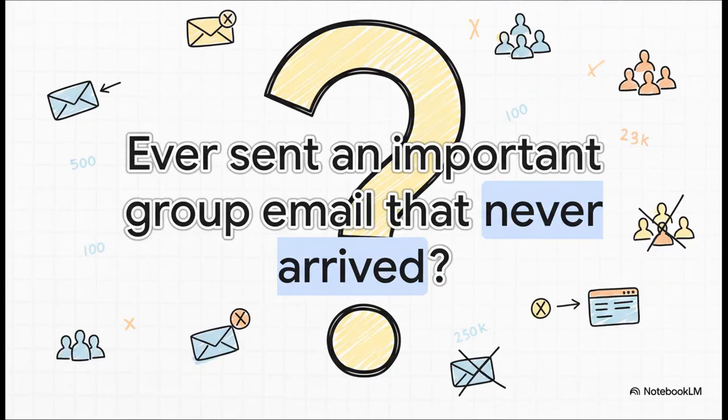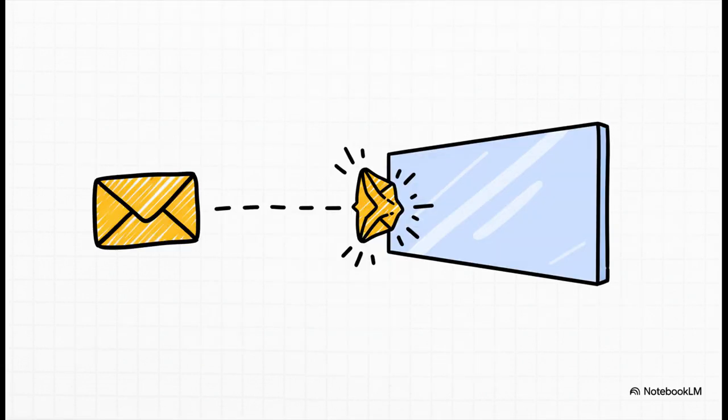You know that feeling, right? You've spent forever crafting the perfect email. You hit send to your big group and then crickets. Just silence. It's so frustrating and you're left wondering, did my message just disappear into some digital black hole? Well, chances are you've just bumped up against one of Google's invisible service limits.